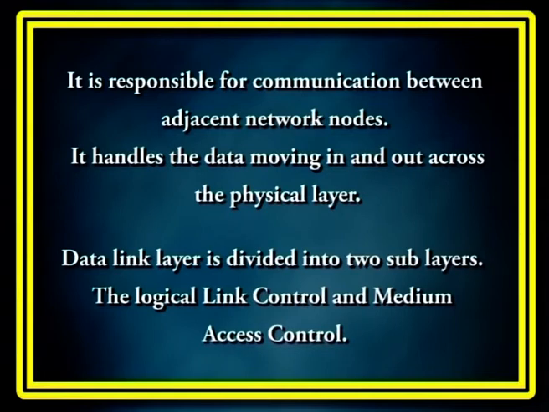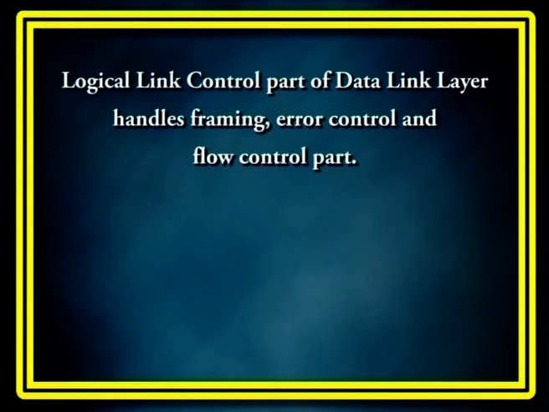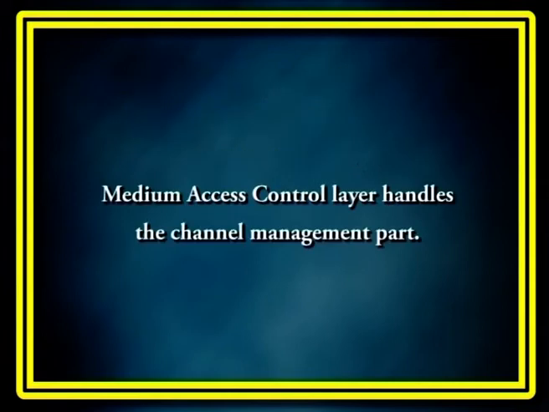Data link layer is divided into 2 sub layers, the logical link control and medium access control. Logical link control part of data link layer handles framing, error control and flow control, whereas medium access control layer handles the channel management part. Now, we will discuss framing, error control and flow control part of data link layer.